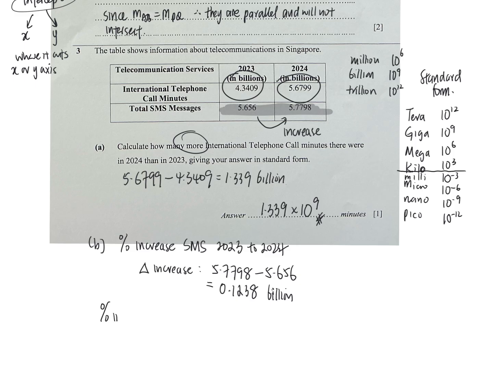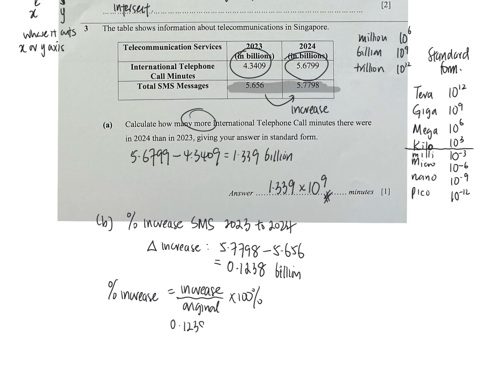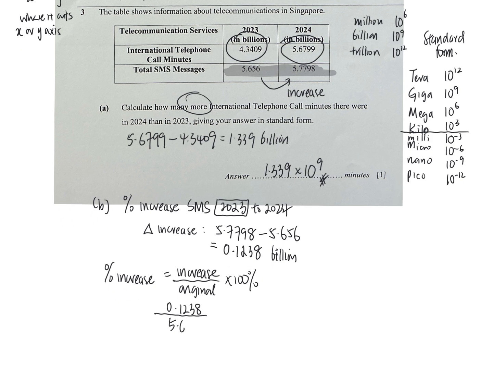Percentage increase is always increase over original times 100%. So the increase is 0.1238. The original is where you started from, 2023, so it will be 5.656. Can you see that the billion here and the billion here cancel out? So even if you don't know what it means, it's fine because it cancels out. And then times 100%. So I think you get something like that, to 3SF.